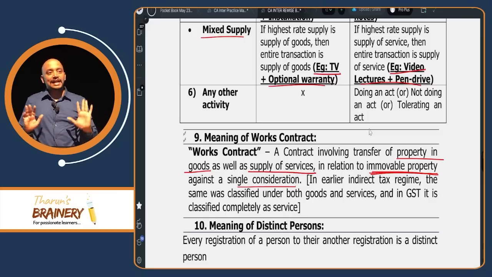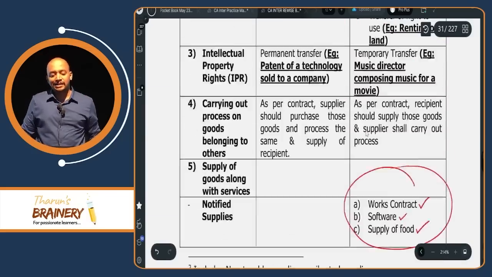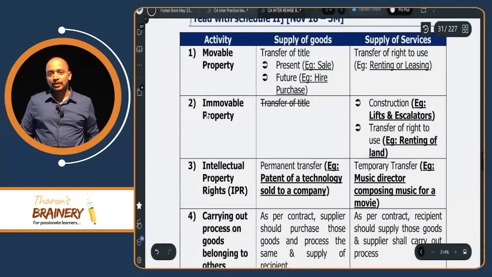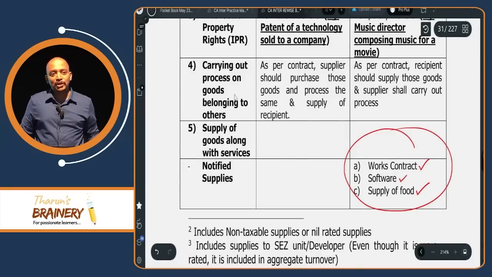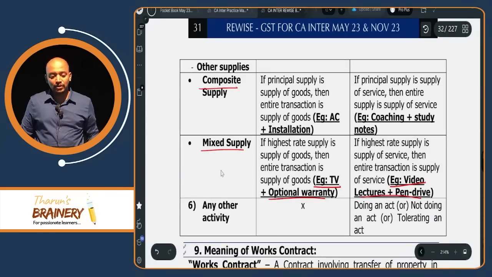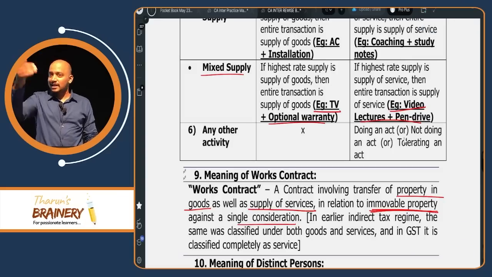Now, I am taking classes. I am taking class, say if it is supply, will it come under movable property? No. Immovable property? No. Intellectual property rights? No. Carrying out process on goods belonging to another person? No. Composite supply of goods and services? No. Mixed supply? No. So, any other activity, where will it come? Doing an act, services. You understood? You are sitting and tolerating me. Now, where will it come?